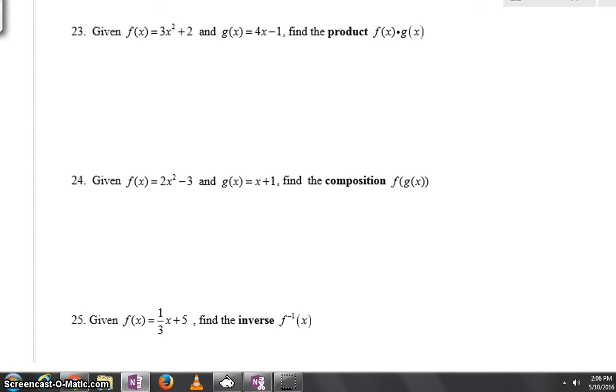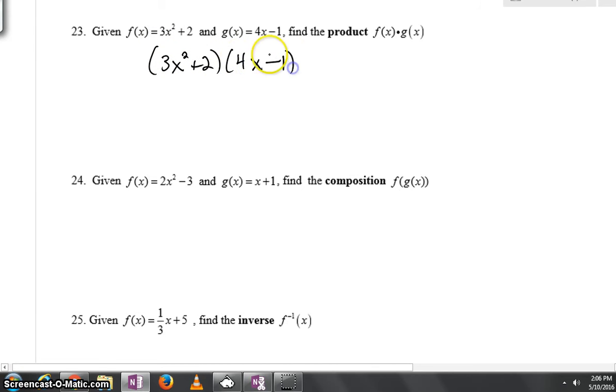Algebra 2, our final exam review, we're doing page 5. Number 23, we're going to multiply two functions together, f of x times g of x. That means take 3x squared plus 2, multiply that to 4x minus 1, and we FOIL.